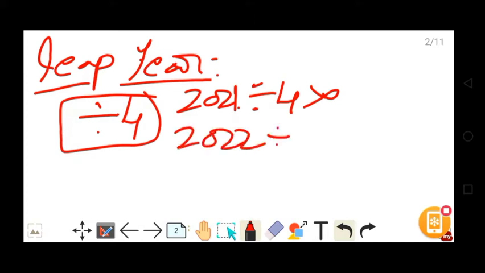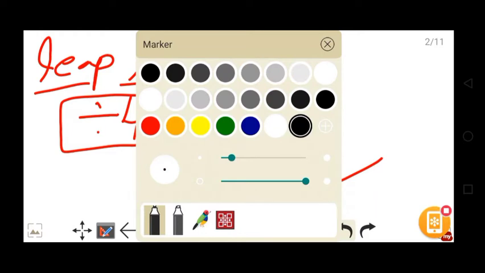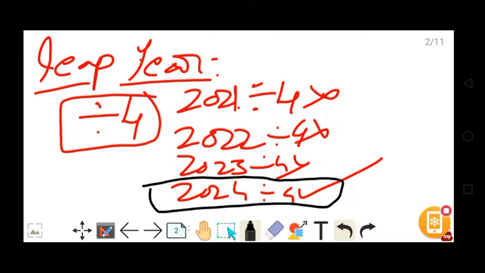2022 is not divisible by 4. 2023 is not divisible by 4. 2024 is divisible by 4, so 2024 is a leap year. 2024 is a leap year because it is divisible by 4.